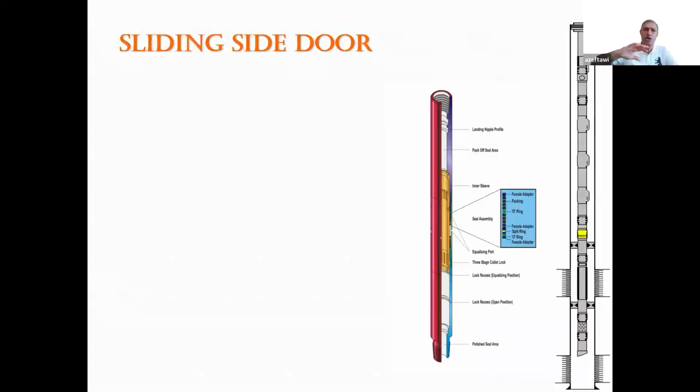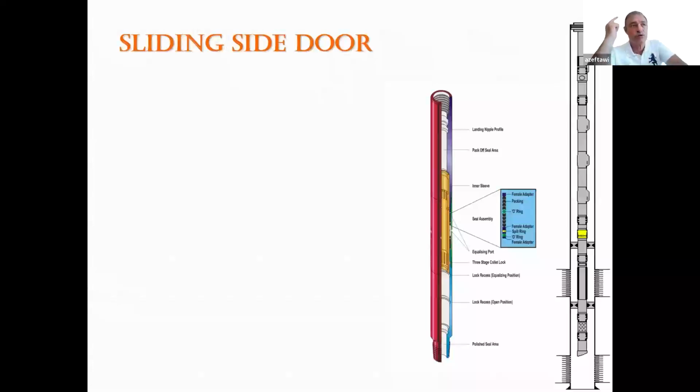Some doors are jarred up to open, some others are jarred down to open. But anyhow, once you open it, these ports are open. So now you establish communication between the tubing and the annulus. This is the main purpose of the sliding side door. It is to allow communication or circulation between the tubing and the annulus. What I need you to know about an SSD is five facts. Number one, why we use it? It is for circulation or communication.